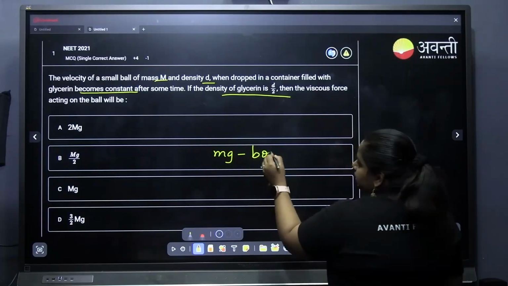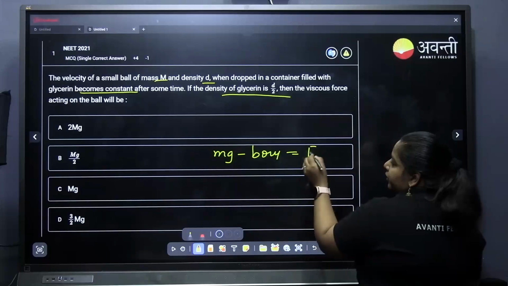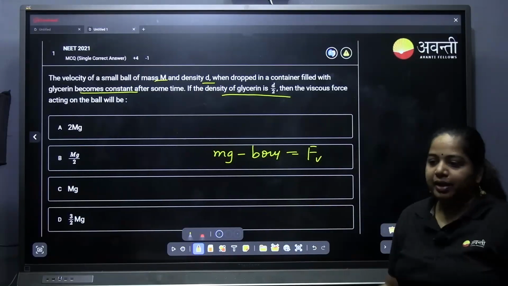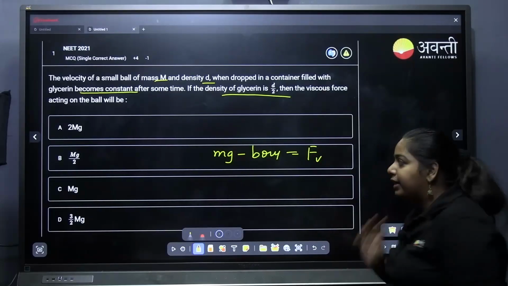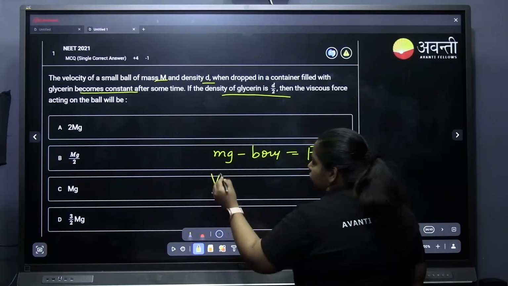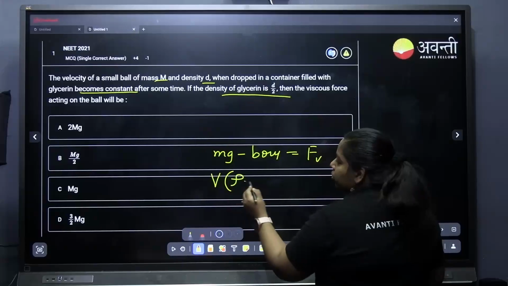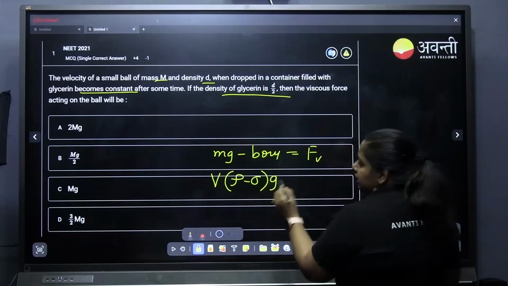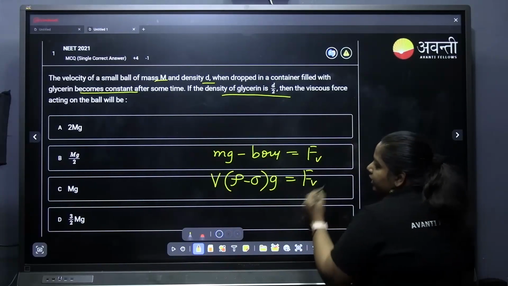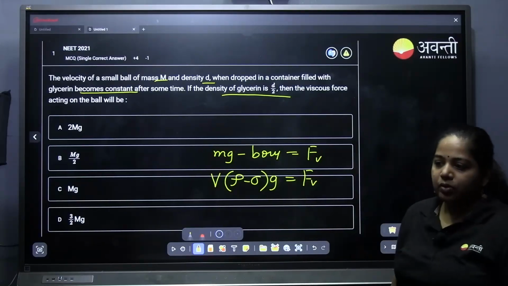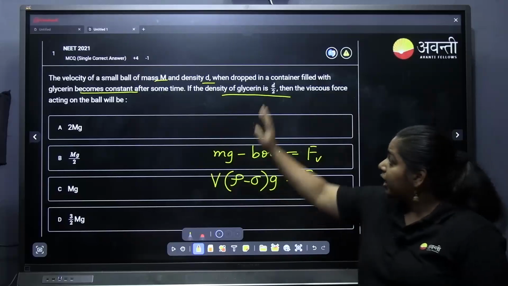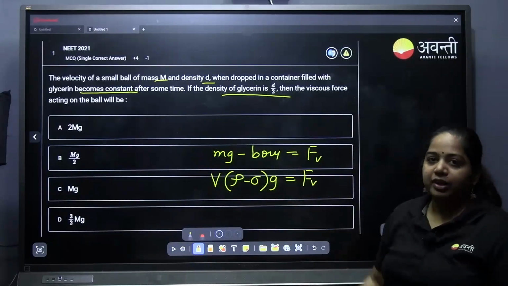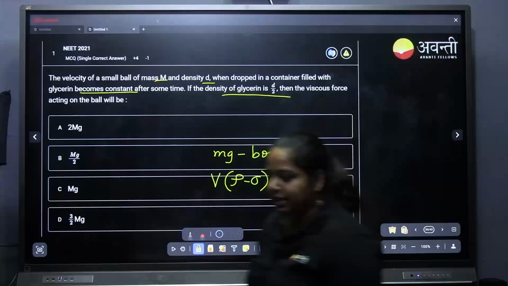As I told you, in this case mg minus buoyant force will be equal to viscous force. I told you this while deriving terminal velocity, right? And this side is nothing but volume into rho minus sigma into g. This will be our viscous force at terminal velocity. From the given values, try to find if you can find the answer or not. One second.